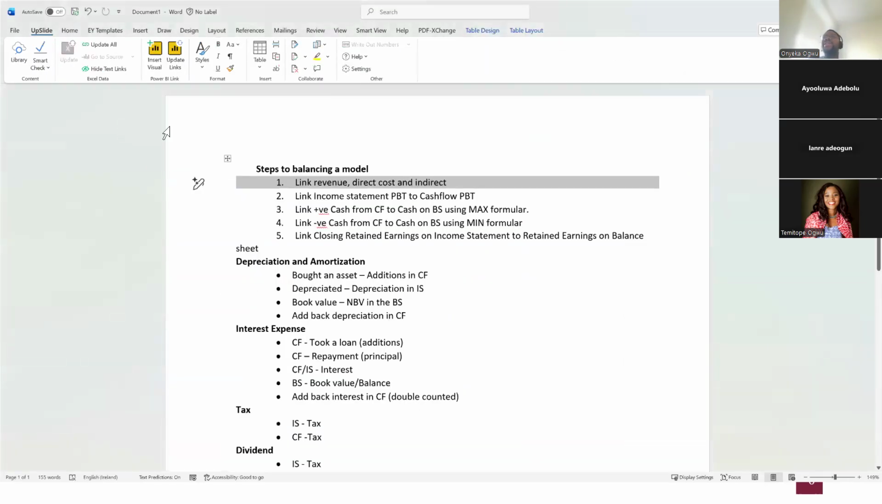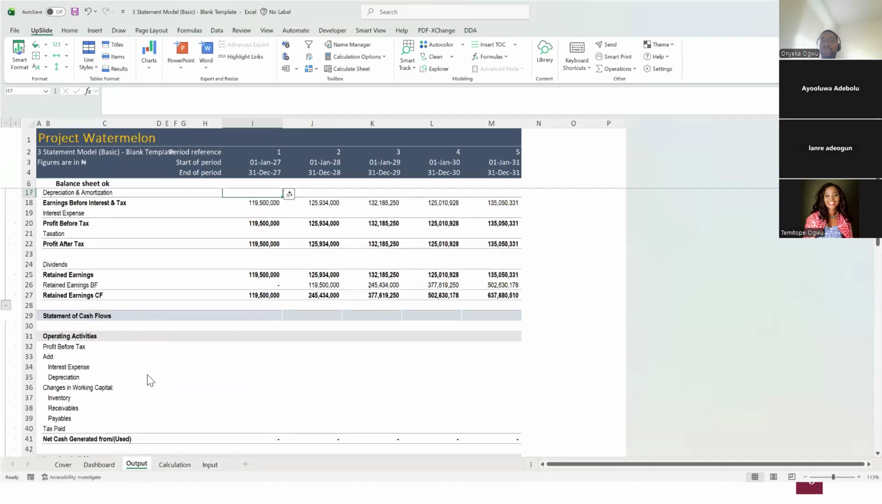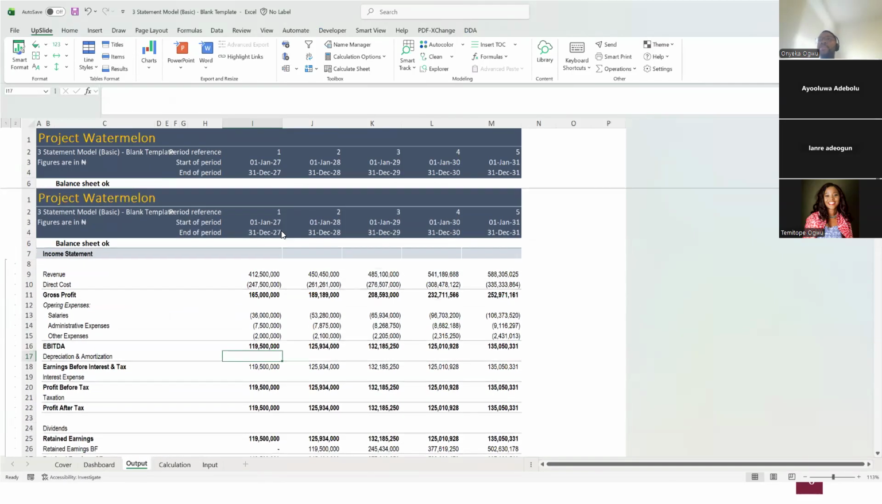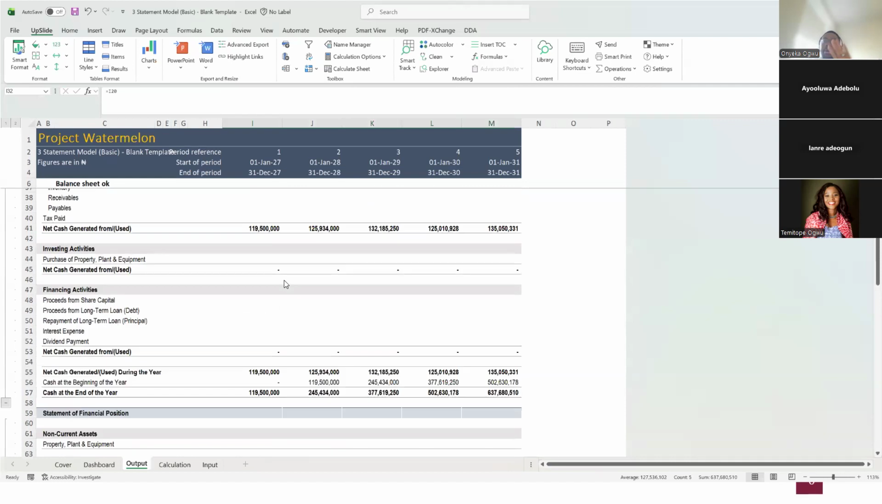So the next thing to do is link the income statement to the cash flow profit before tax. After we have done this, the next thing is the cash flow statement. I want to link this income statement to the cash flow by linking this profit before tax. So we'll come here, equals to our profit before tax, which is here. Link it here and drag it here. That's all. Profit before tax.